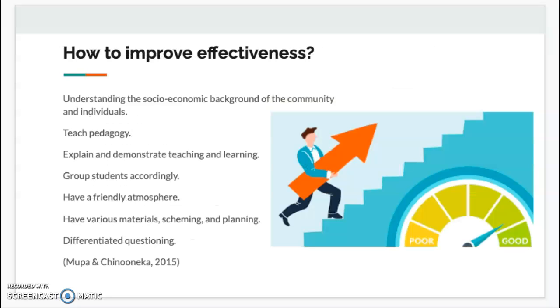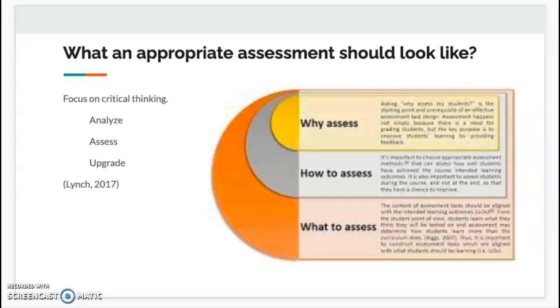So how to improve the effectiveness? Understanding the socioeconomic background of the community and individuals, teach pedagogy, explain and demonstrate teaching and learning, group students accordingly, have a friendly atmosphere, have various materials, scheming and planning, and differentiated questioning.